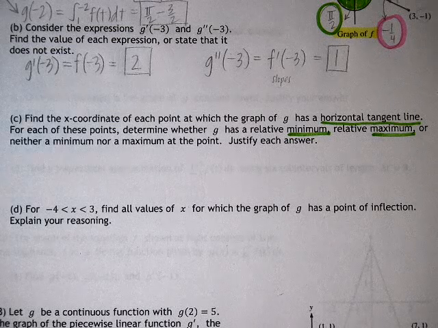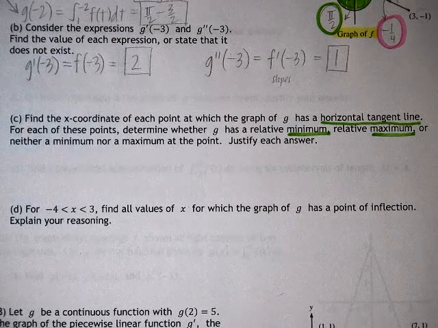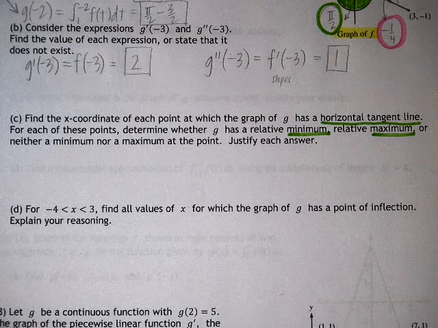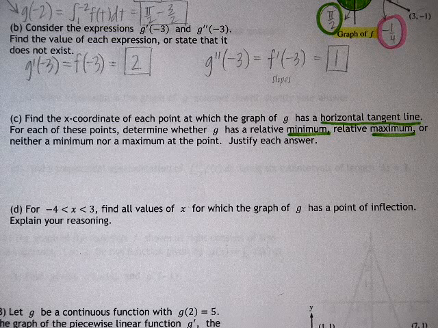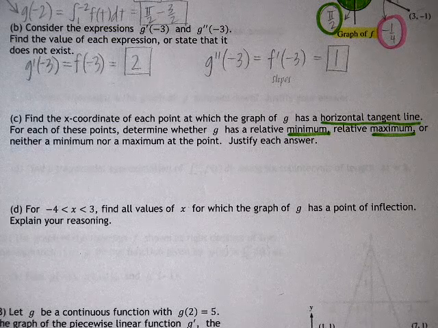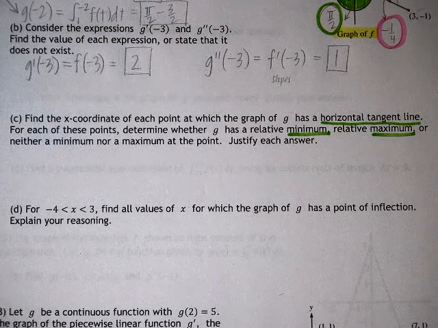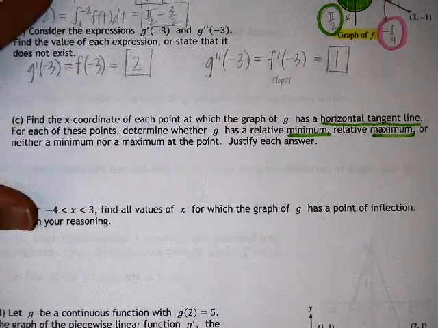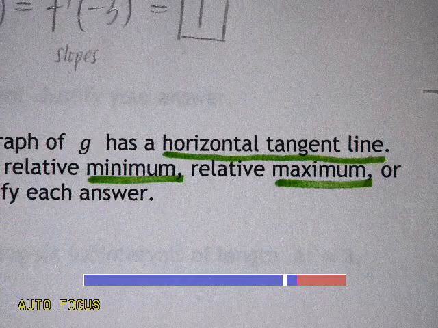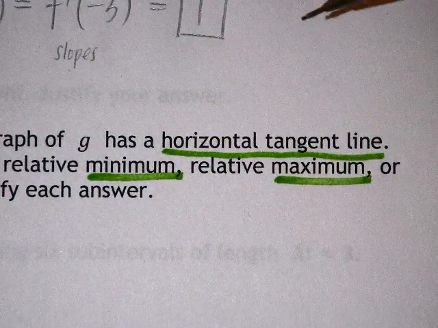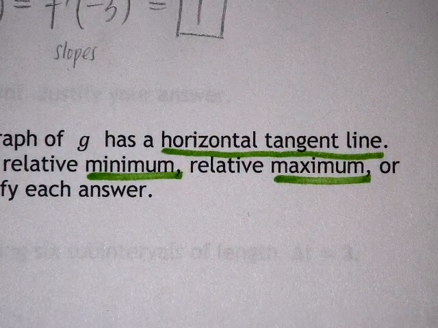As we start letter C, let's do a bit of word association with some of the keywords in the question that can help us understand where we're supposed to get this info from. Letter C asks us first to find x-coordinates of any point where the graph of G has a horizontal tangent line. So let's focus on what we already know about that phrase from first semester, as we've done lots of questions that have horizontal tangent line as part of the vocabulary.